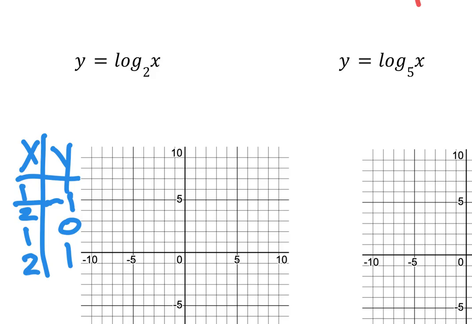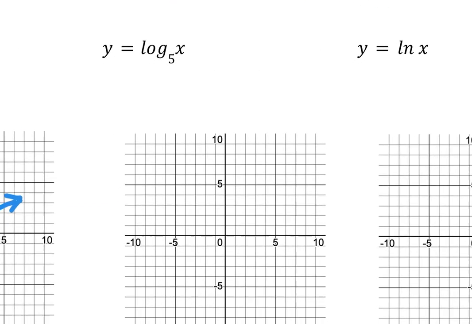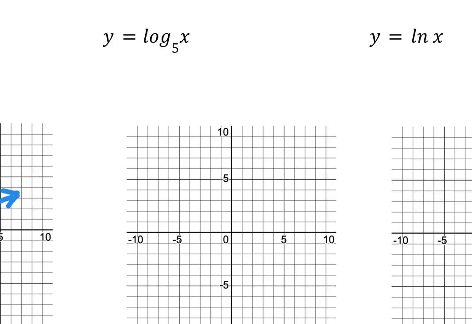So let's go ahead and graph those points. Well, first let's graph the vertical asymptote here. Now we have 1/2, -1, so go 1/2 of the way, down 1, then 1, 0, and then 2, 1. We have our 3 points. Connect those. Don't forget your arrows at the end. Okay, let's go to the next one. y equals log base 5 of x. Let's get our x and y chart here.